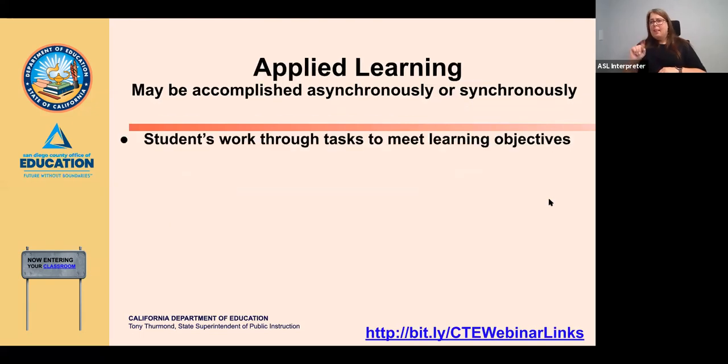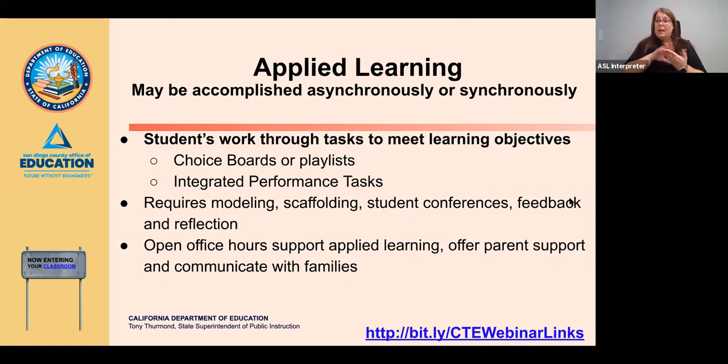Next slide, please. So applied learning is something that the students drive. And again, this can be accomplished both asynchronously or synchronously. And in applied learning situations, students work through tasks to meet their learning objectives. So examples would be with using choice boards or playlists, which we will dive into a little bit later with some examples. Building integrated performance tasks, the students can respond to challenge-based questions and solve problems creatively, either in a collaborative or individual way. Applied learning does require modeling, scaffolding, conferencing, and thoughtful feedback and reflection for the teacher. So the teacher is the facilitator and the guide in applied learning, rather than the deliverer of direct instruction.